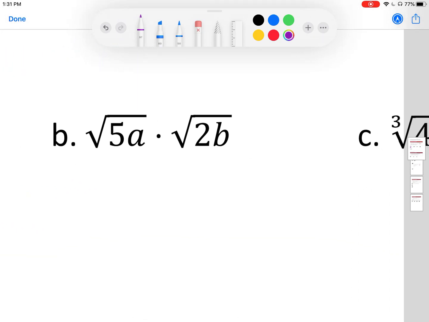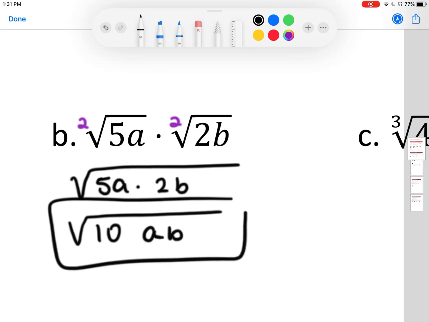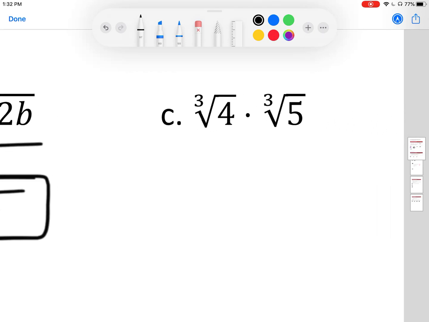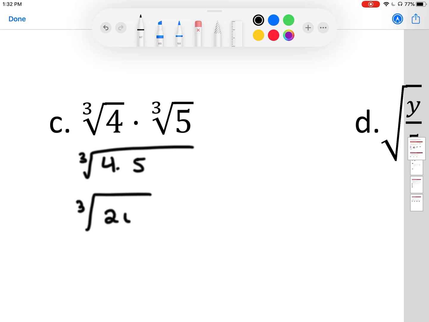For B, notice we have square roots again. So we have the square root of 5a times the square root of 2b. You can multiply 5 and 2, you get the square root of 10ab. For C, here we have cube roots. The cube root of 4 times the cube root of 5, you get the cube root of 20.